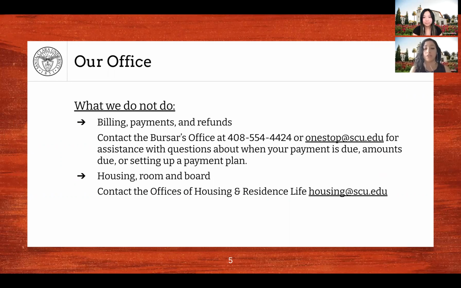And here's their information if you ever want to get in contact with them. Their phone number and their email address are right here. They can help you with payment plans, and also anything about refunds. So that's the office that you definitely want to keep in touch with, as well as the financial aid office. And for any housing questions, we always encourage students to reach out to the Office of Housing and Residence Life. So again, here is their information if you want to contact them regarding anything about housing.